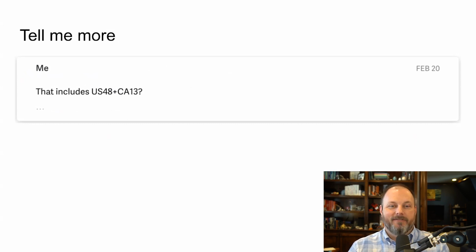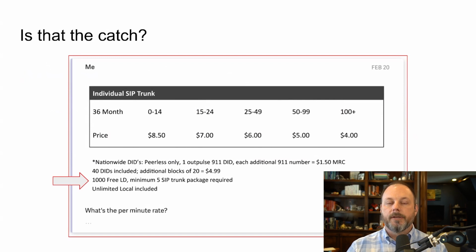So I replied, does that include US 48 and CA 13? This is code lingo for US 48 being the continental United States and CA 13 being the 13 Canadian provinces. This is pretty typical in North American voice traffic. That includes US 48 and CA 13, and extended US, so Alaska, Hawaii, Caribbean would be a per minute rate.